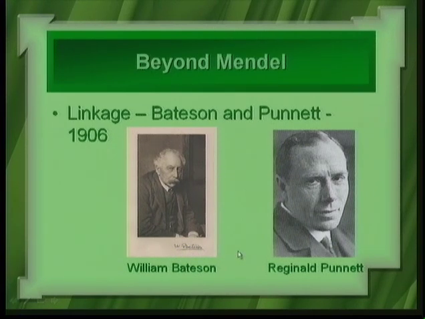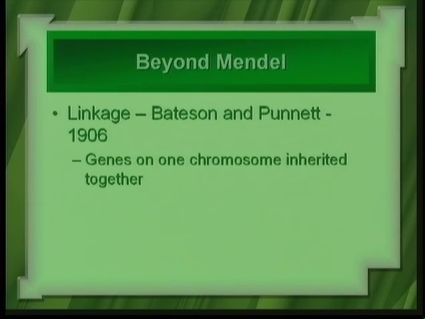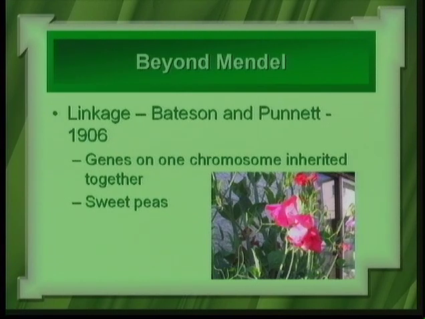100 years ago, they actually figured out something called linkage. What is linkage? This is when genes on a single chromosome are inherited together. So genes on one chromosome, since they're on the same chromosome, are inherited together. So you didn't have the usual segregation like you saw in Mendelian genetics. They studied the sweet peas.